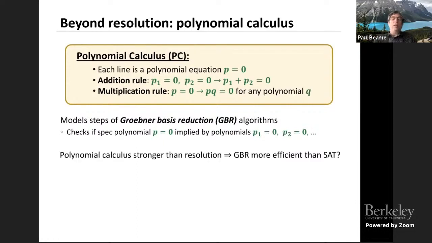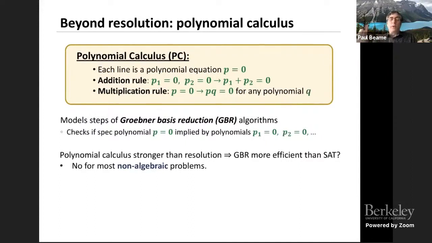And we know that polynomial calculus is stronger than resolution. So we'd like it to be the case that Gröbner basis reduction would be more efficient than SAT, up to usual implementation factors. Well, no, first of all, on most algebraic problems.